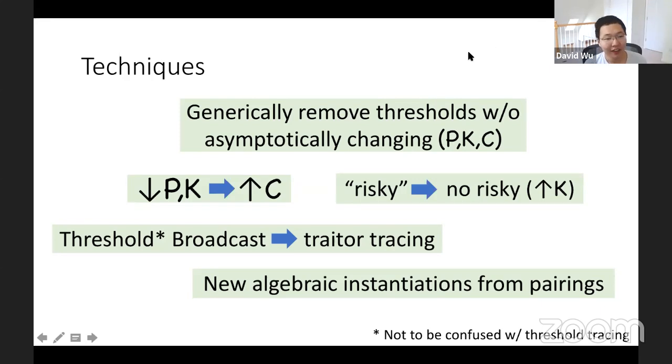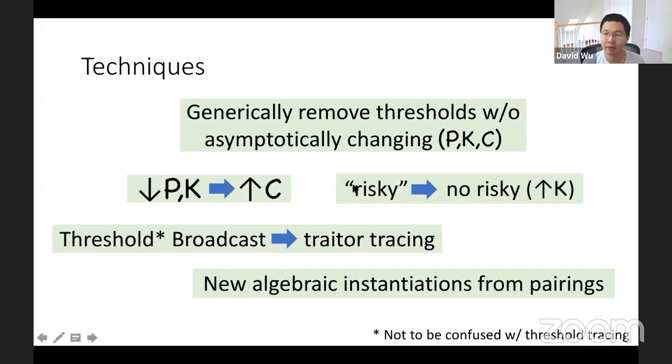Do your techniques generalize to settings like broadcast and trace, where we have both sublinear ciphertext as well as the traitor tracing functionality? Yes, the first four on this page are all generic, and they also apply to the broadcast and trace setting, and this is how we get our broadcast and trace results. For the new algebraic instantiations, it depends: some of the instantiations will achieve the broadcast functionality, and others won't.